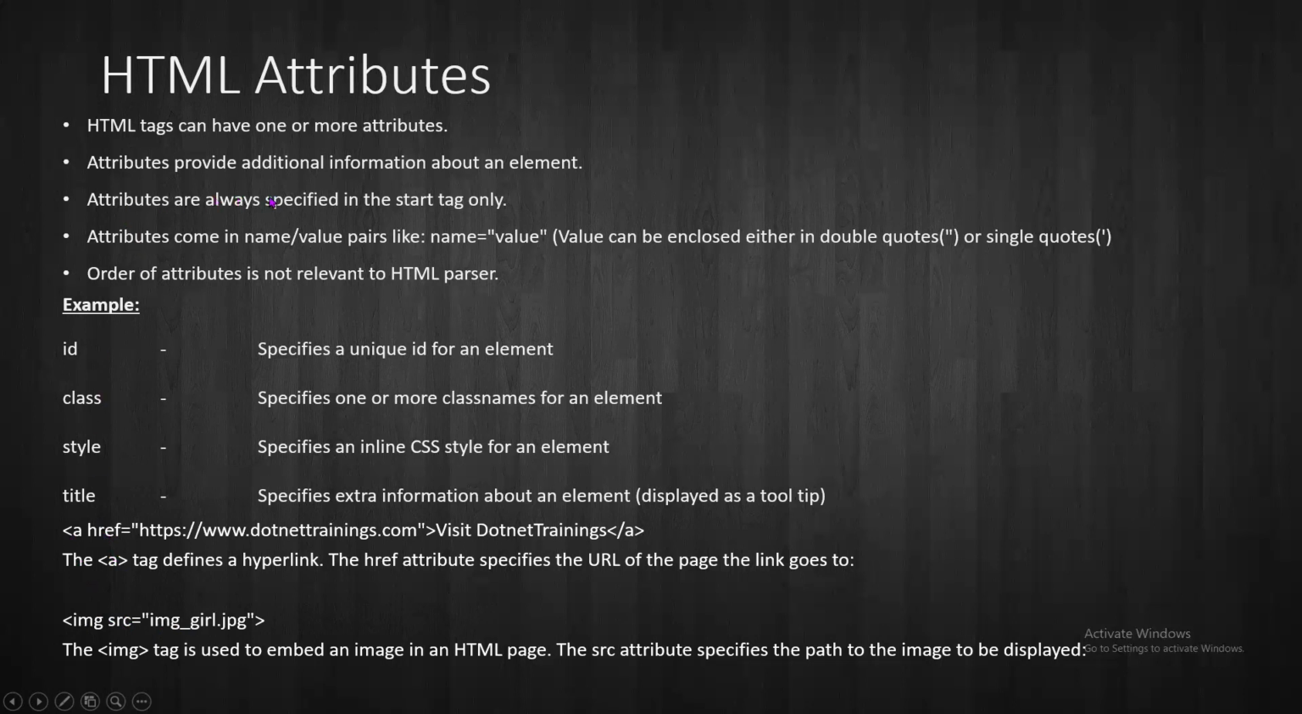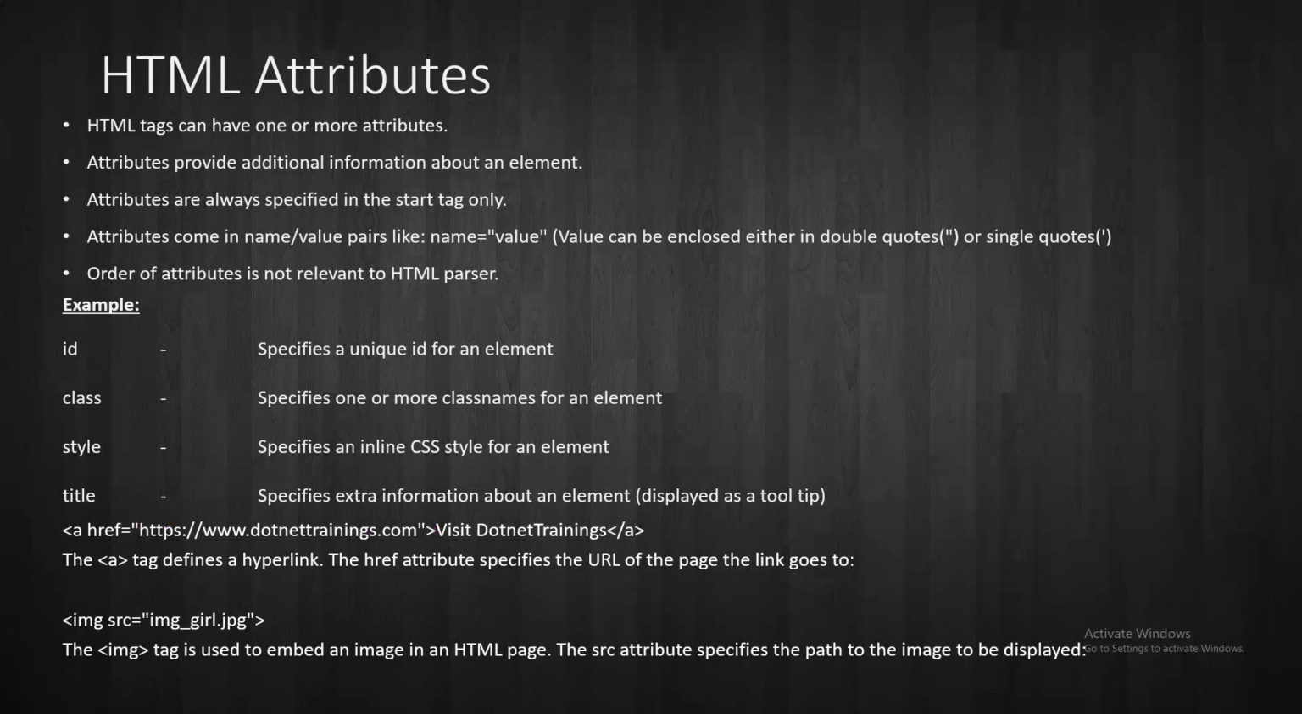And attributes are always specified in the starting tag only. This is the starting tag and this is the ending tag, but all my attribute information I'm giving in the starting tag only. And an attribute is a combination of a name and value pair: name is equal to value. The value you can give in double quotes or single quotes, your wish. And the order of attributes won't be considered.